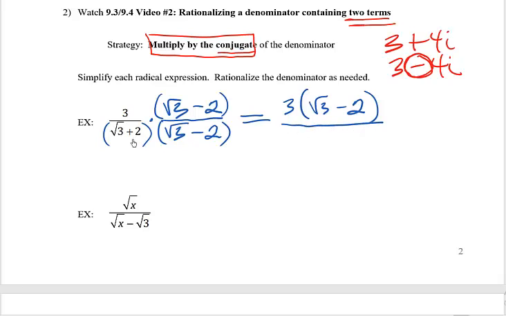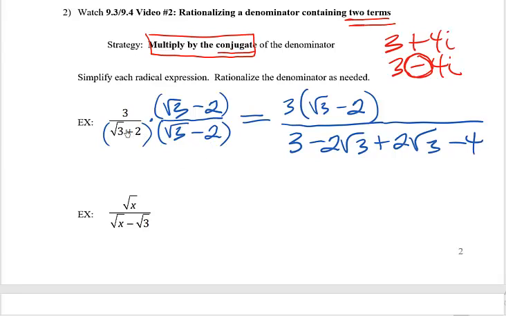On the bottom, I've created essentially a FOIL problem, and here's why this conjugate trick works. When you start FOILing, I'm going to have square root of 3 times square root of 3, that's square root of 9, which is 3. The outer term is going to be minus 2 root 3. The inner term is going to be plus 2 root 3. I think you can see where this is going. And the last term, minus 4.